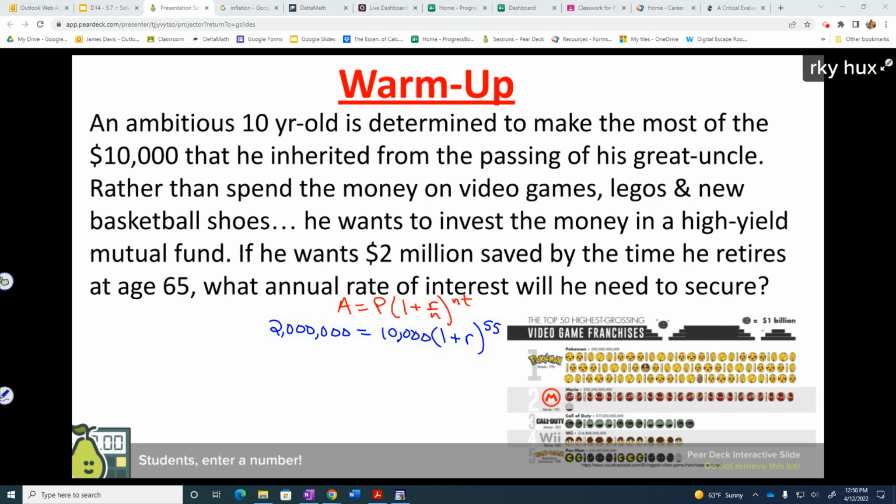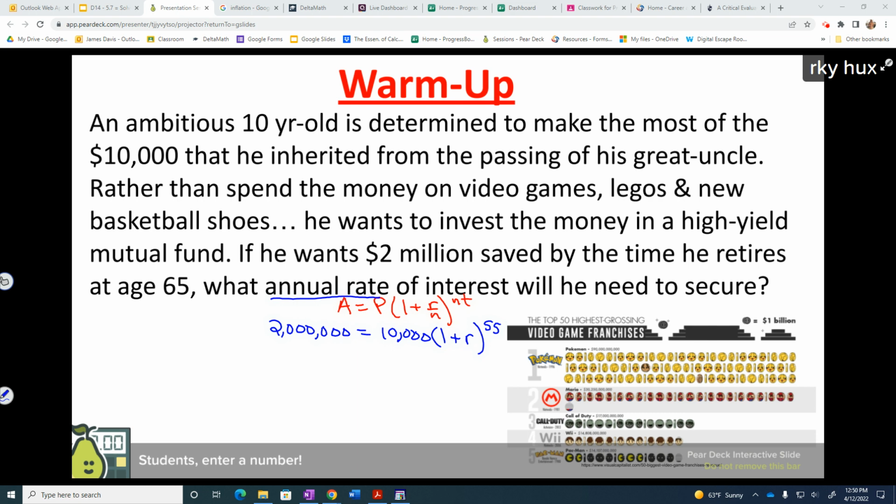So your initial setup should look something like this. Future value is 2 million. Our current value or present value is 10,000. We got 1 plus R. Now this is an annual rate, so the N is just 1. So we can just not even include the N there, just make it R. And then to the NT, N is 1 again.